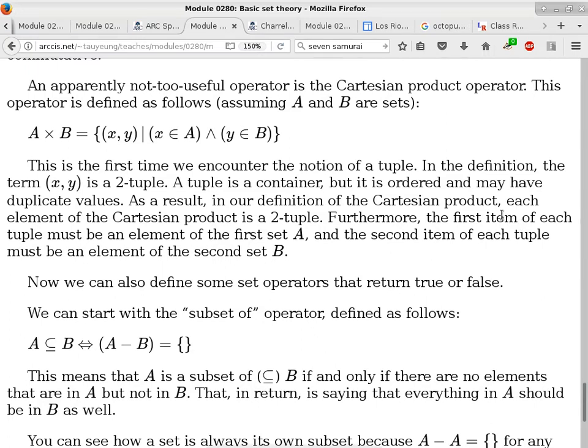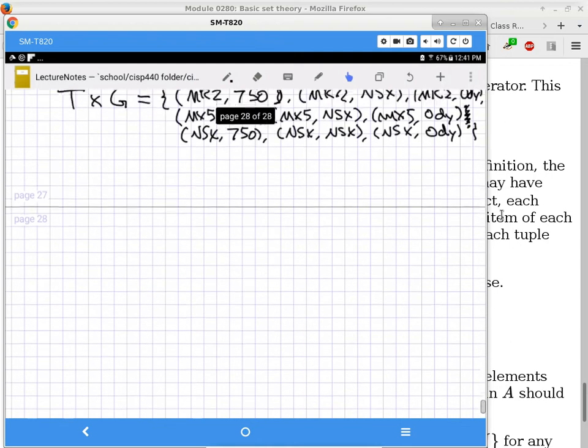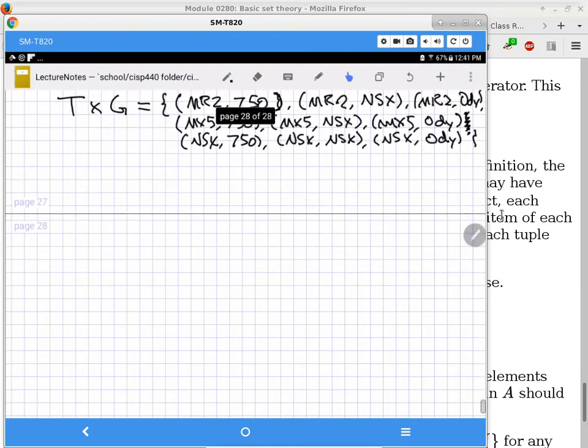Let's check something out here. Okay, so let's check out this particular example. And you guys will tell me what it is. What is that? T is defined the same way as before. So T is not an empty set itself. It has got the MX5, the MR2, and the NSX. Okay, but I'm looking at a Cartesian product. So the right side will be empty from all of the parentheses.